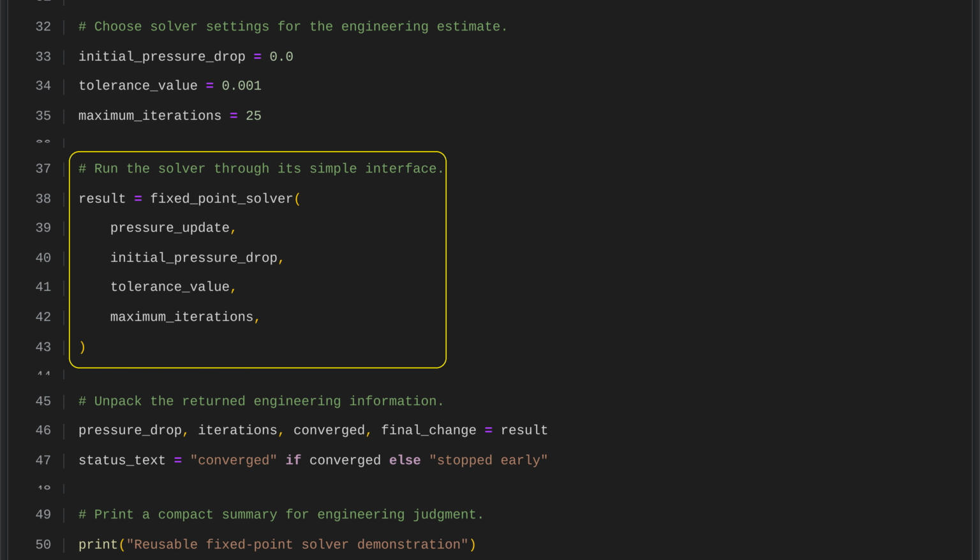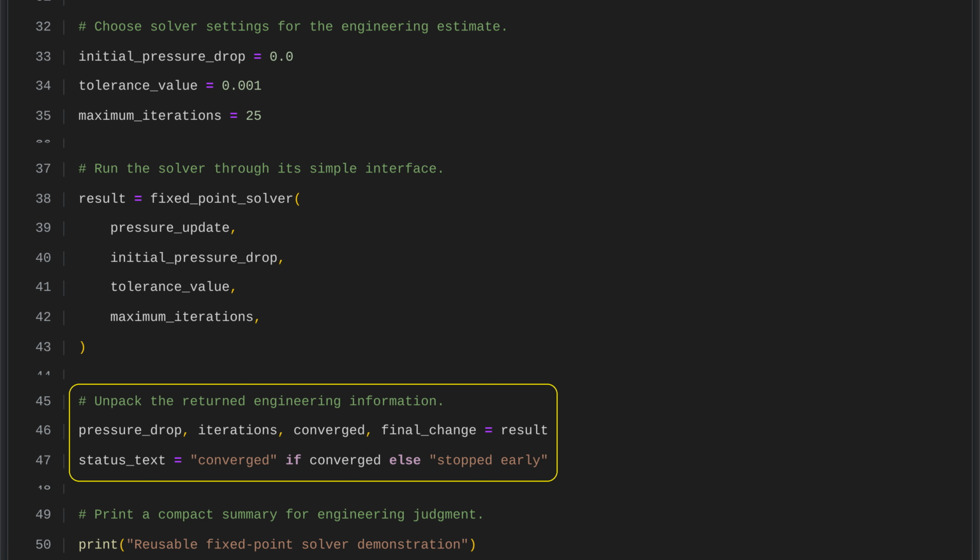The fixed point solver is started with the pressure update function, an initial pressure drop of 0, a convergence tolerance, and a maximum iteration limit. Using these settings, it repeatedly updates the pressure drop until it reaches a stable estimate or the iteration limit is reached. The solver's output is separated into key results, including the pressure drop, iteration count, convergence flag, and final change. The program then reports whether the run converged or stopped early, making the solver's outcome easy to interpret.